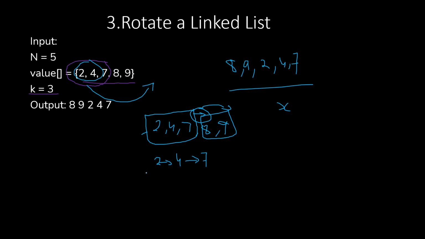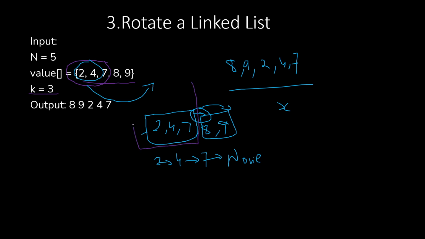Now after iterating up to this part, 2 4 7, what we have to do is store this address of 8 in a temporary variable, call it x. And the 7 node is pointing to the 8. Now we have to point 7 to a null value. None means there is no address. This will become the final element. So we are pointing 7 to the None value, and after pointing this to None, we have separated two boxes now.